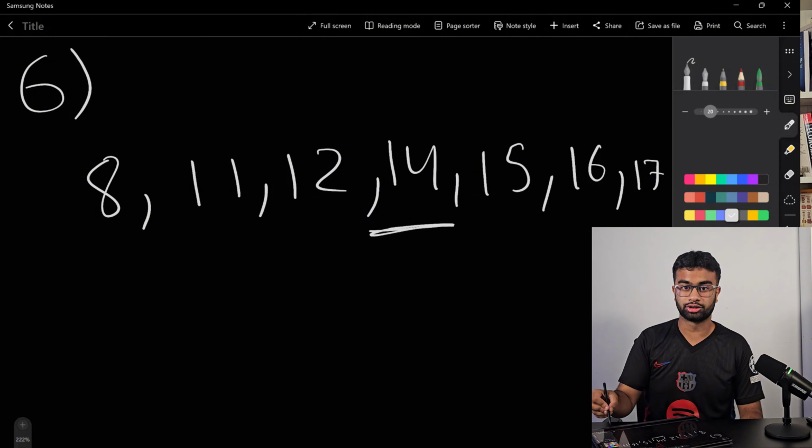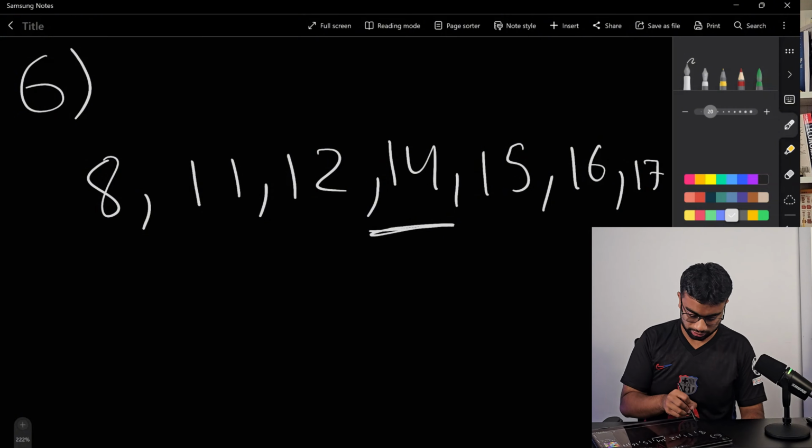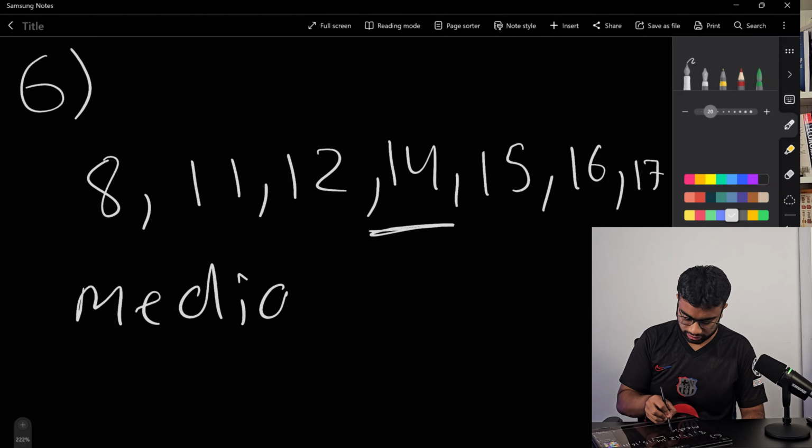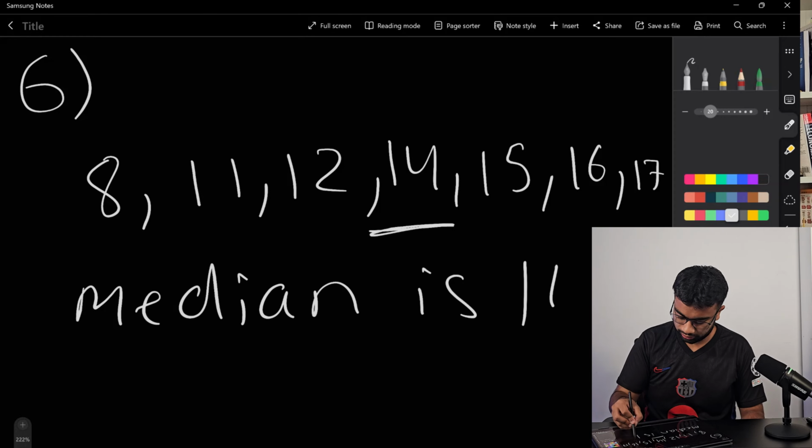There's 3 terms on either side. It must be the middle term. So our median for this set of data is 14.